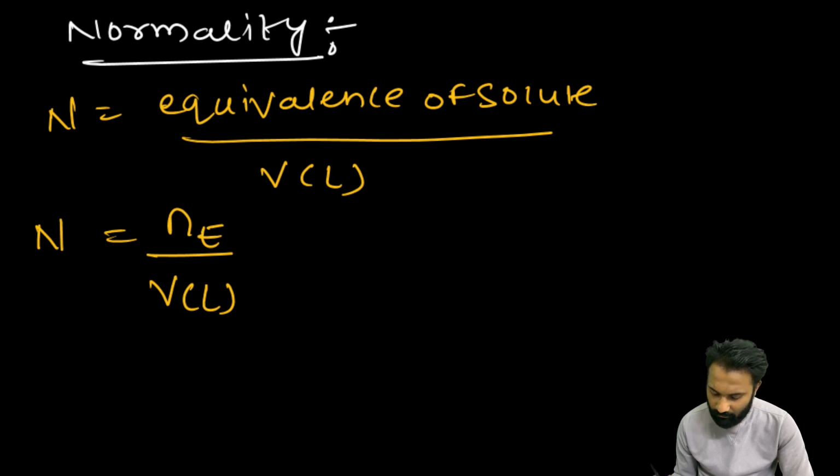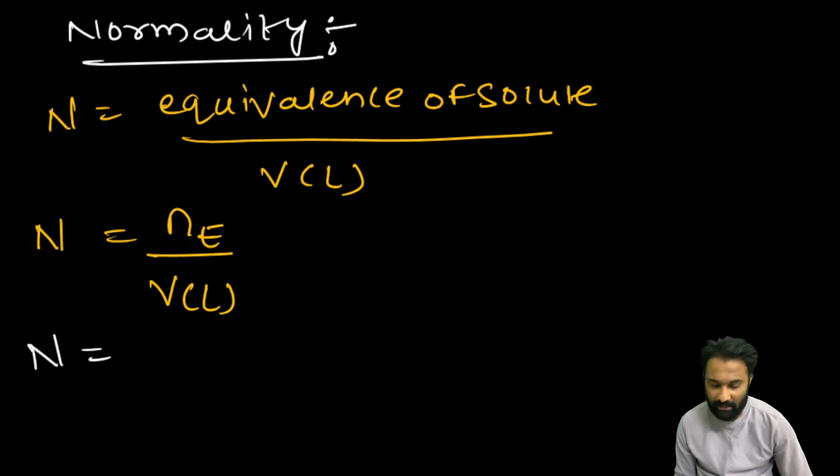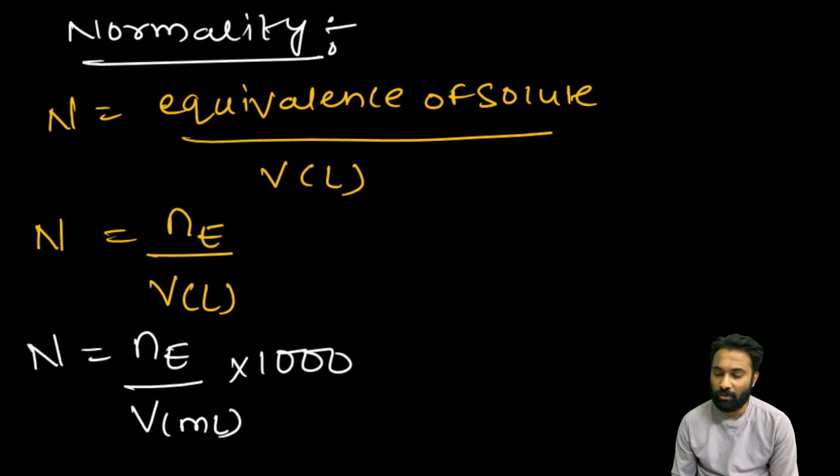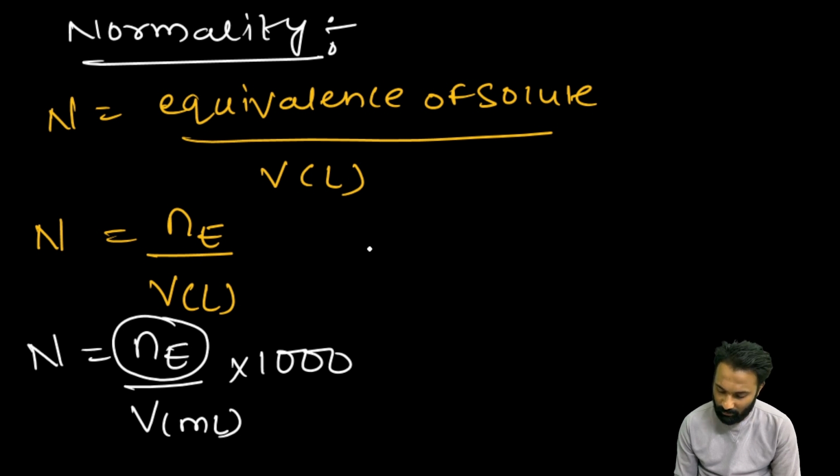Now you see, equivalence of the solute by volume in liter is normality. I want to convert that into mL now. Normality is equal to gram equivalence or equivalence of the solute by V mL into 1000. Clear? I want to expand this gram equivalence formula.